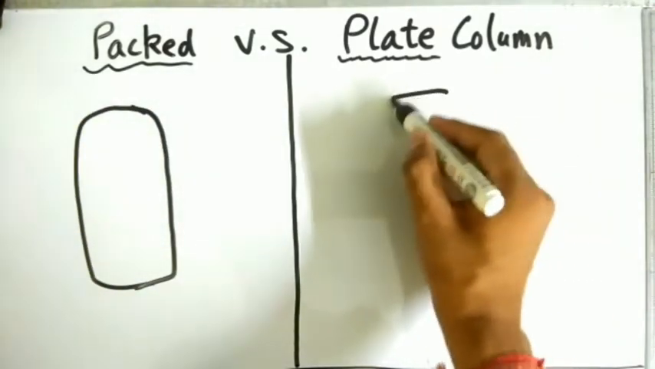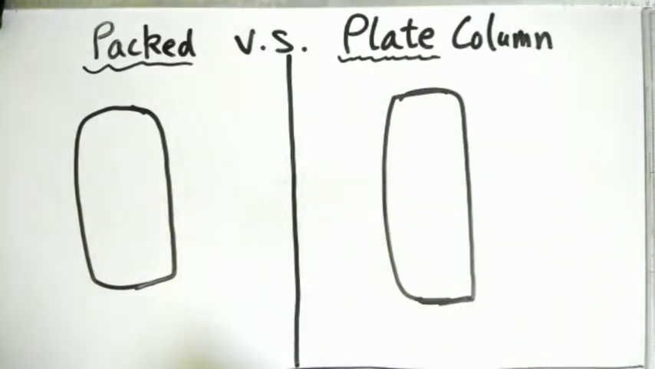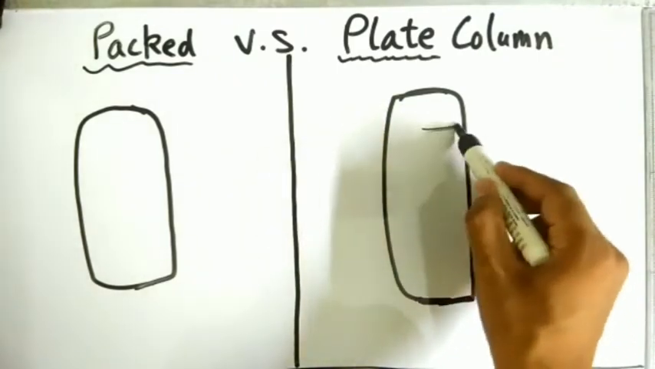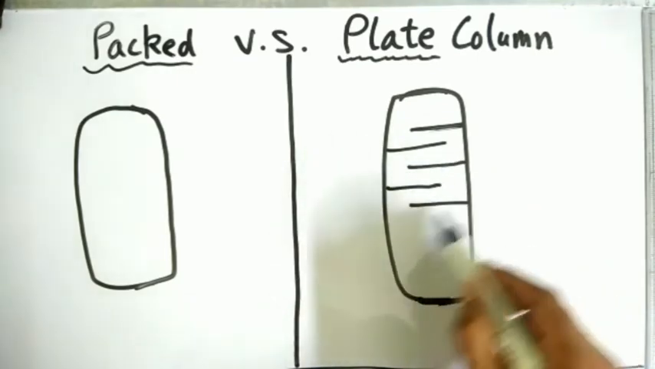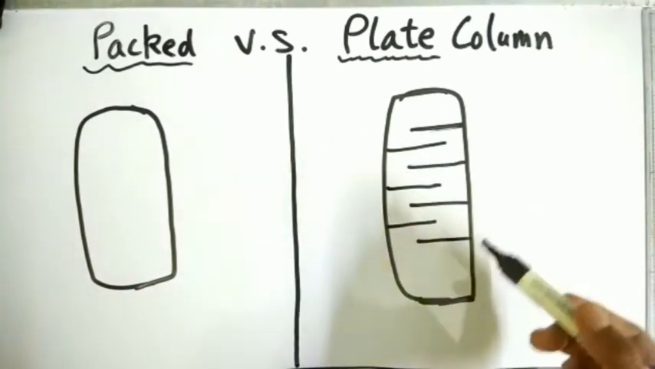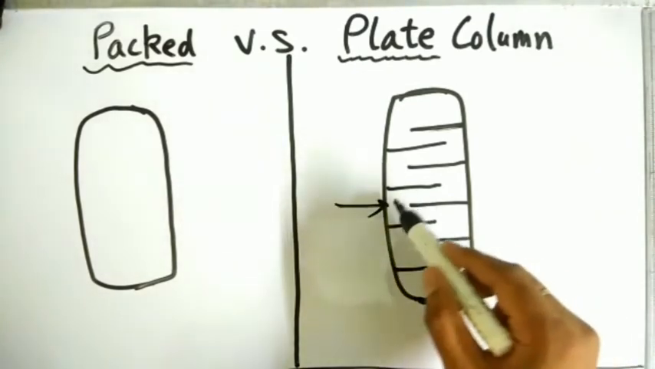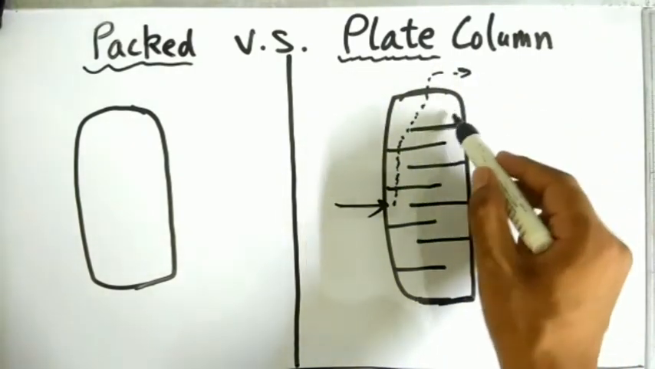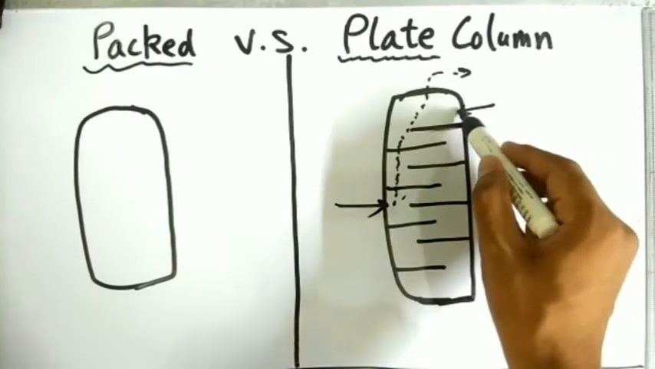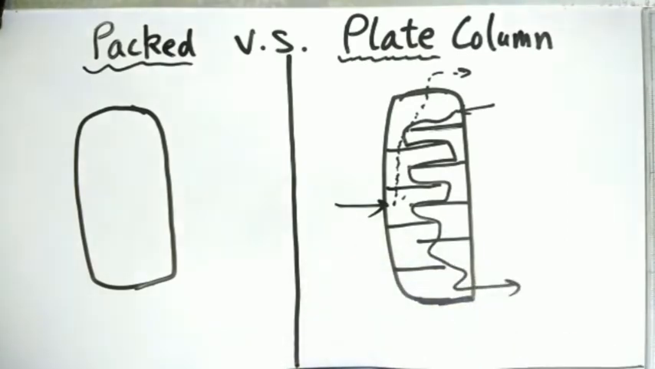Now we know that both are distillation columns, or let's say absorption columns, and in a plate column we have plates like this. We will also talk about other differences soon in this video. The feed comes up here and the vapor goes like this to the top. The liquid that comes back flows through this, then drops here, then this, and goes to the bottom. This is how a plate normally works.